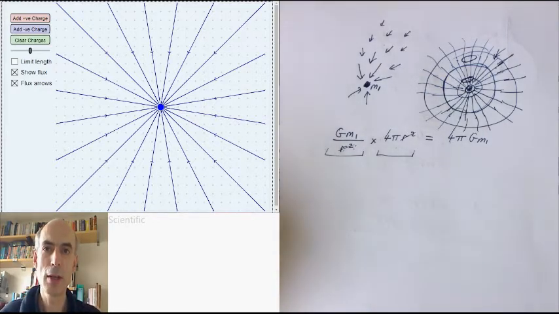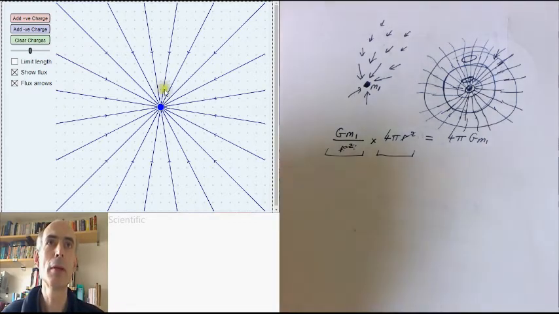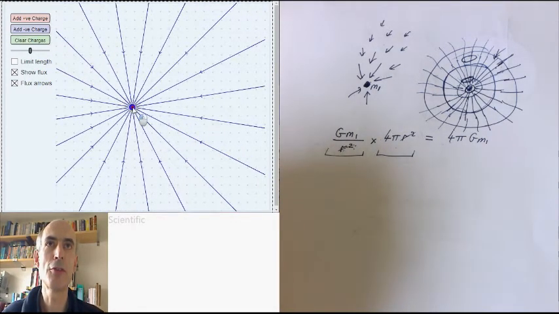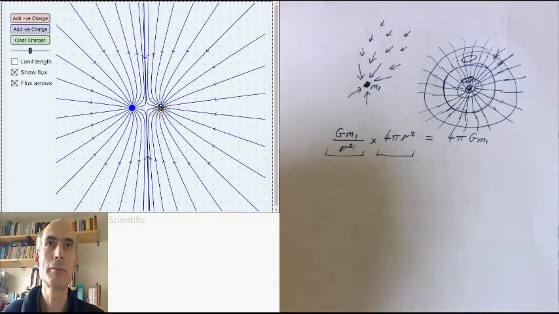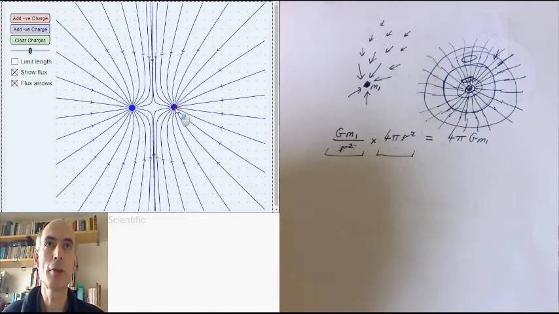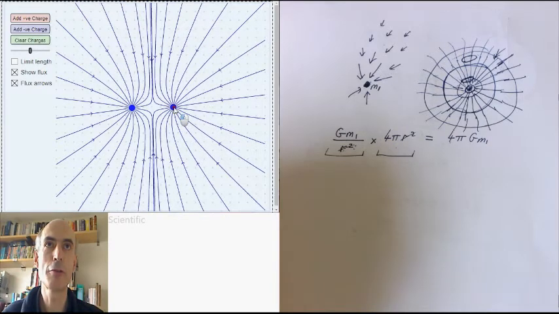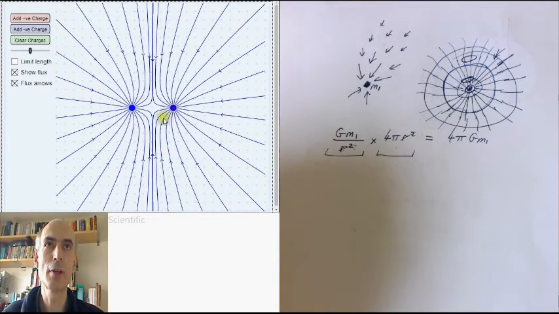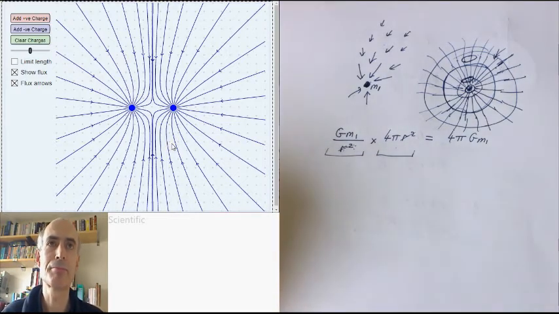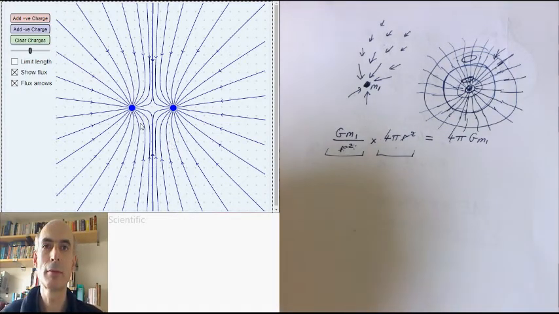Using these concepts allows us to work out what the field strength is going to be around multiple masses. For example, if I added another mass into this kind of simulation and drew the flux lines that we get in this case, we'd get something like this. The total amount of flux emerging from a sphere around both of these masses is just the sum of the flux lines emerging from both masses.